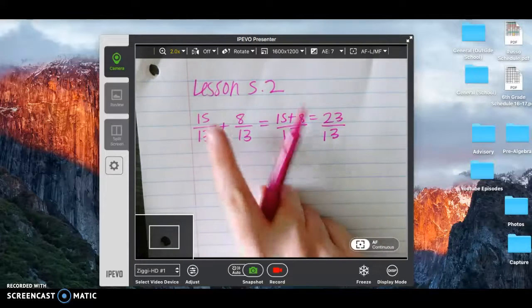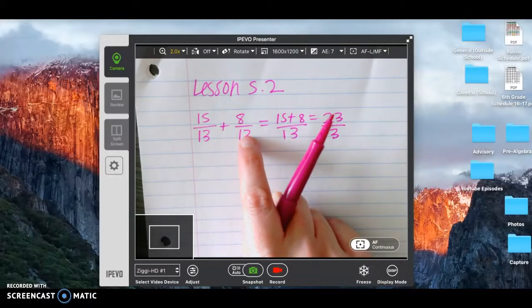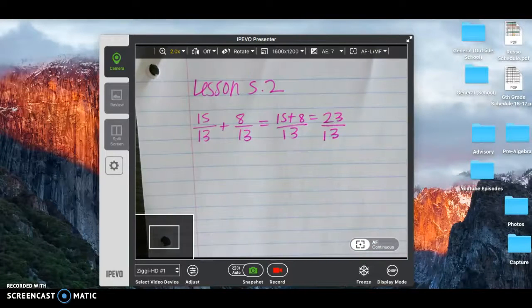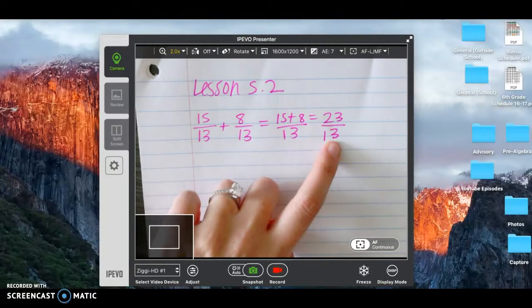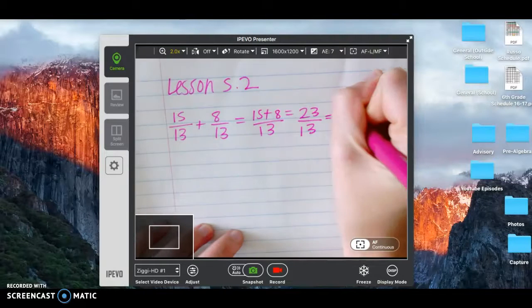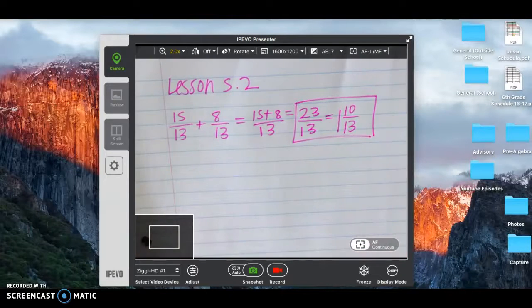So it's kind of like I have 15 pieces, each in equal size, and I have 8 pieces, each in equal size. So 15 plus 8 pieces is 23 total pieces. So then that means that I put my 23 pieces over 13. I can keep it like this, or I can write it as a mixed number, which would be 1 and 10/13. Either of those works there.